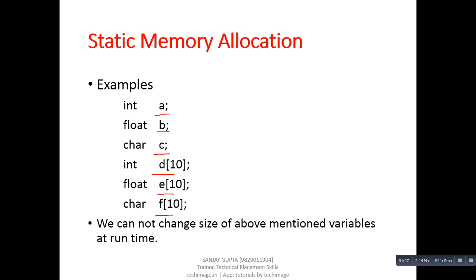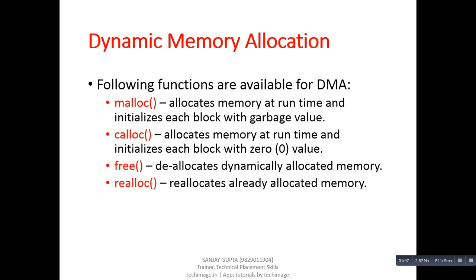So the first three are normal variables which can store only one value at runtime, and the remaining three are arrays which can only store a maximum of 10 elements which are entered by the user at runtime. So if we want to increase or decrease these sizes, we can use dynamic memory allocation. These are some predefined functions which are used for dynamic memory allocation.